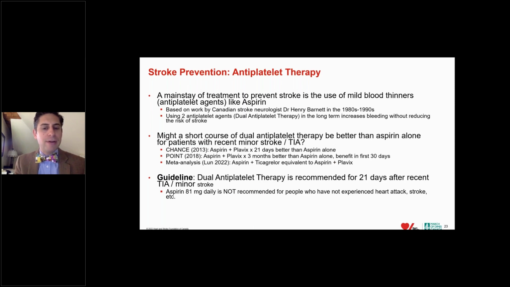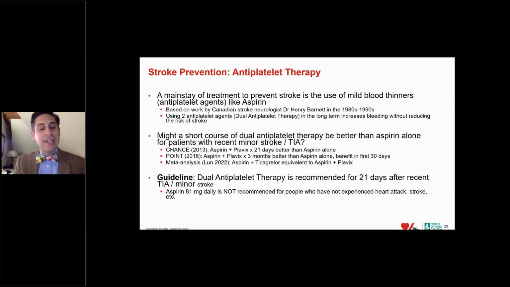Just a final word about stroke prevention. What are the things that we do to prevent stroke in people who have had a stroke event? This is what we call secondary prevention. For the last 50 years, the mainstay of treatment to prevent stroke has been a mild blood thinner like aspirin. And this was based on work by the Canadian stroke neurologist Henry Barnett in the 1980s and early 1990s.